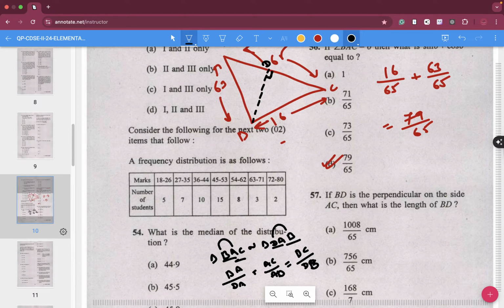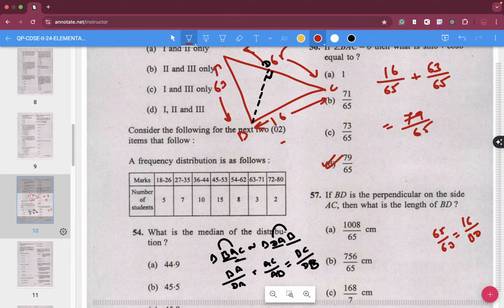Then BA by DA, what is the value of BA? BA value is 63, divided by DA, we don't know what is the value of DA. AC value 65, we have just found out. AB value is 63 only. And BC value 16 we have found out, and then DB value, DB or BD, this is what we are supposed to find out. We only need to find out BD, so this one you can ignore.